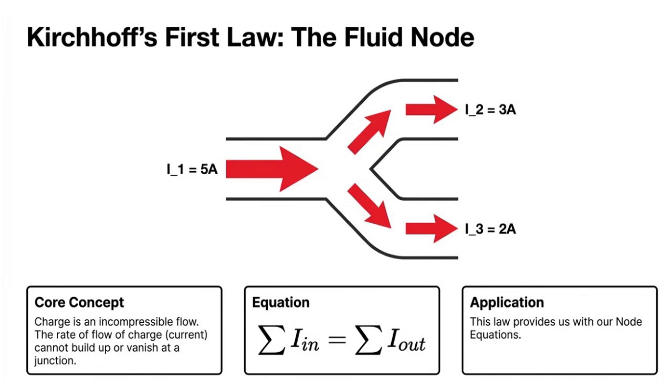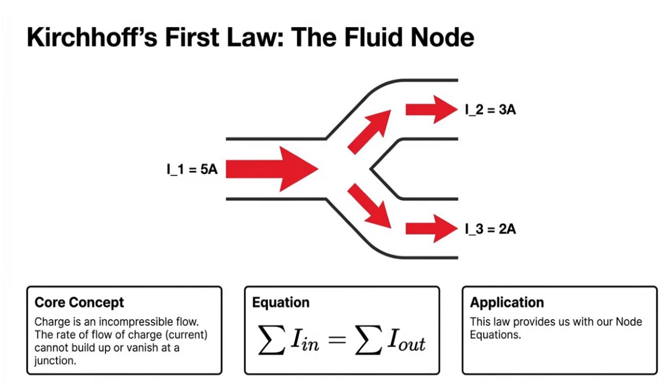Here, we see how Kirchhoff's first law applies to a fluid node, which is similar to a junction in an electrical circuit. The key idea is that charge behaves like an incompressible flow, meaning it cannot accumulate or disappear at any point. In this example, the current flowing into the node is 5 amps, and it splits into two paths carrying 3 amps and 2 amps respectively.